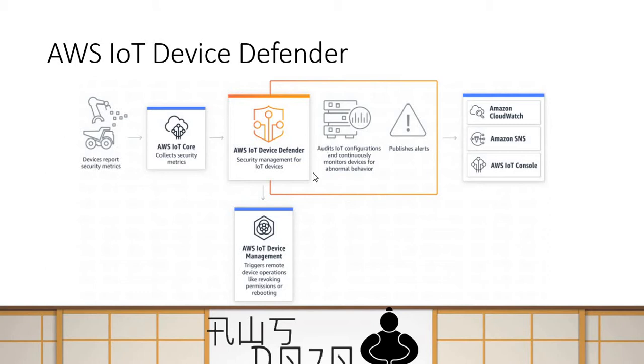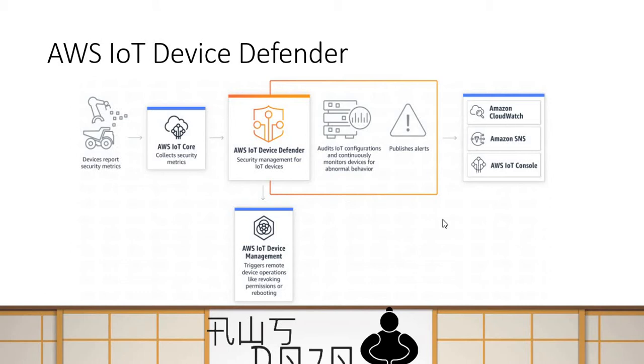if there is something in those configurations or security metrics which is not usual, which is a threat to the system, a potential threat to the IoT Core, or it gives an indication that a device has been compromised, then it throws an alert. Those alerts you can either see on the IoT console, or you can send them over to an SNS topic, which can then be used to handle automation. You can also send it to CloudWatch metrics, by the way.